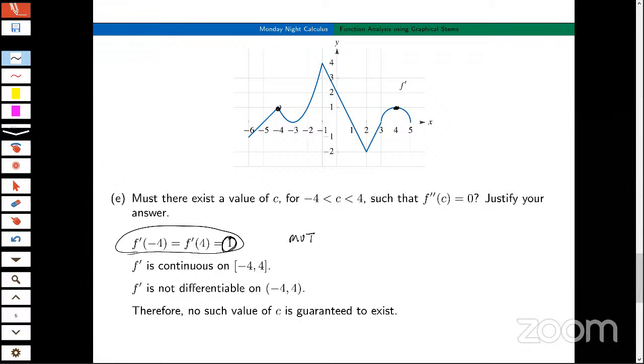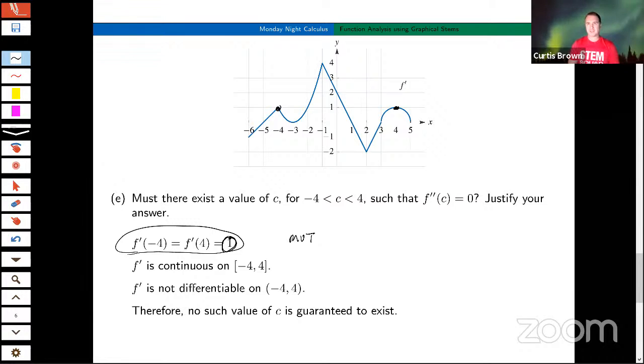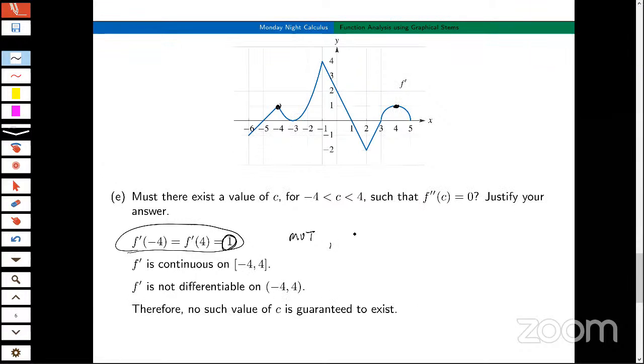Anybody got that at all? I got Rolle's theorem coming. Oh, on the money. Beautiful. So that's Rolle's theorem. So when I first started to solve this problem, Curtis, I took a look at f prime of -4 and f prime of 4, and I got the same value and said, you know, this is looking like a great Rolle's theorem problem.